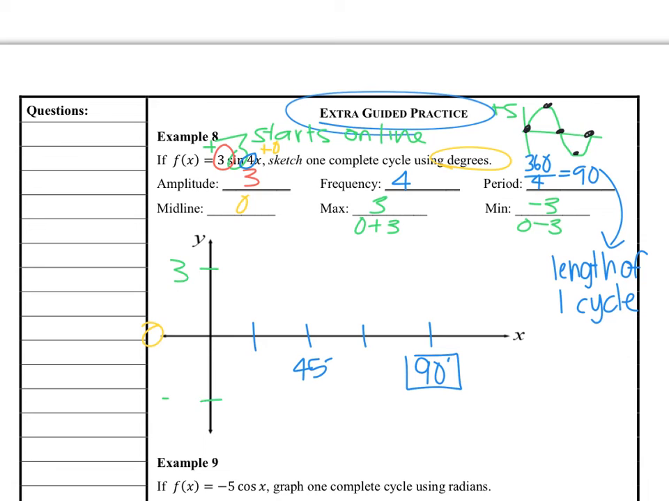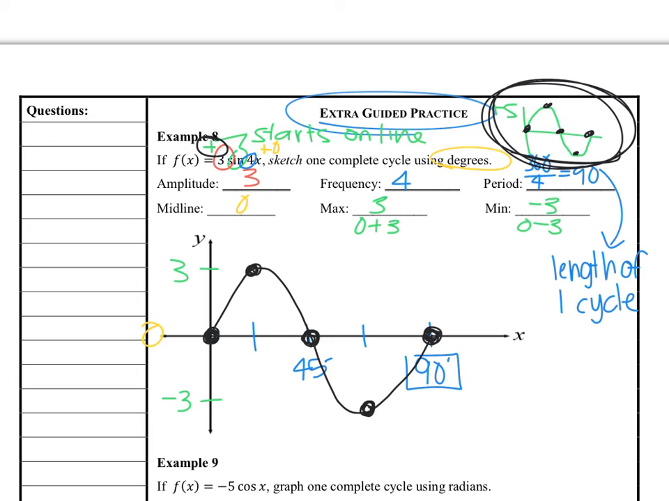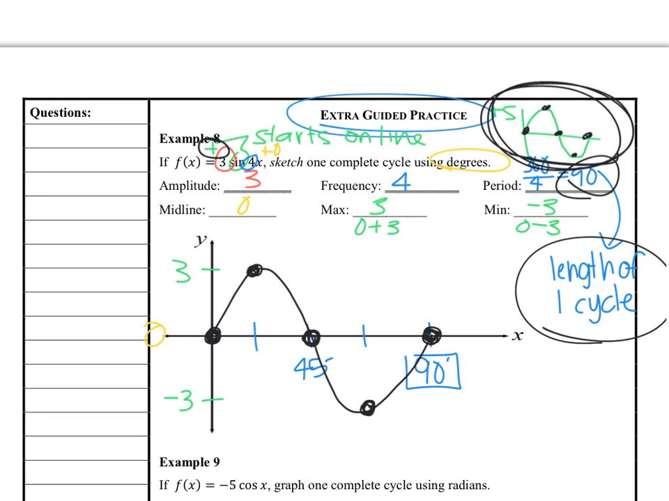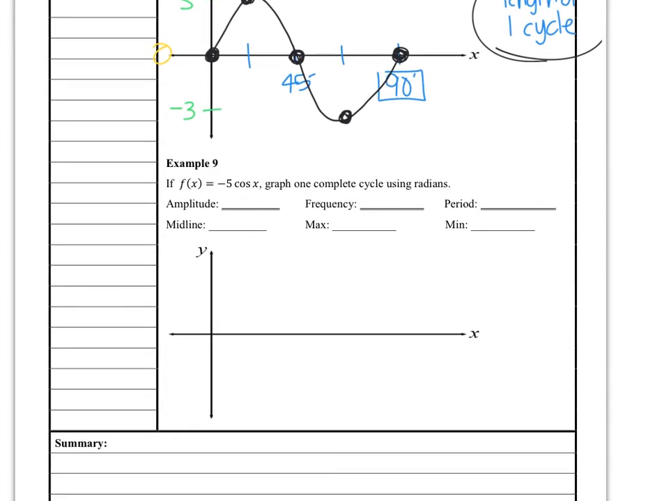Positive 3, negative 3. And now we're ready to sketch based off of that positive sine graph that we drew off to the side. Start on the midline, end on the midline, middle on the midline. Positive sine jumps up first, dips down low. Connect, nice and curvy, and you got yourself one full cycle. Remember, one cycle has a length of 90. Last one together, and then you'll get some practice on your own in the actual practice packet.